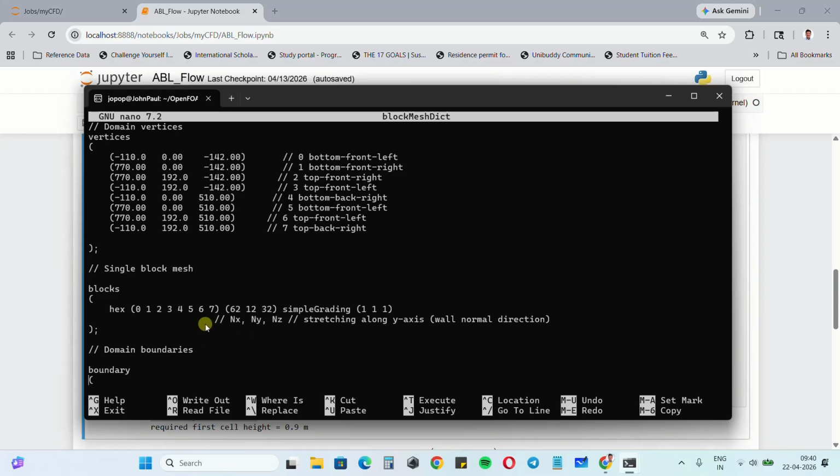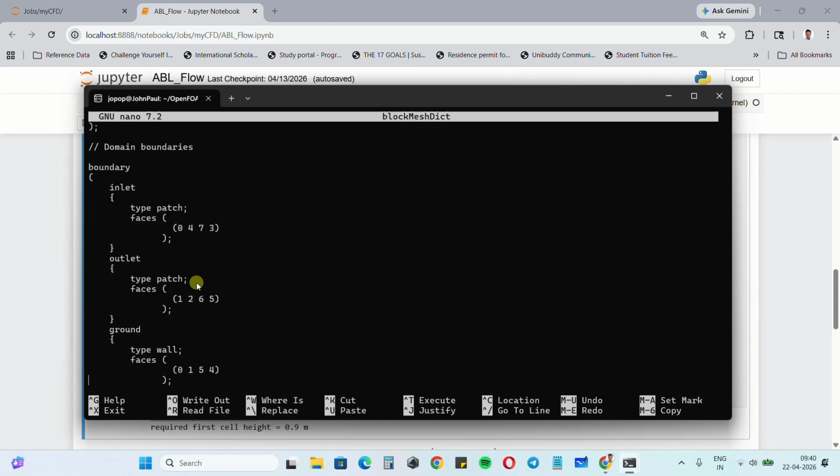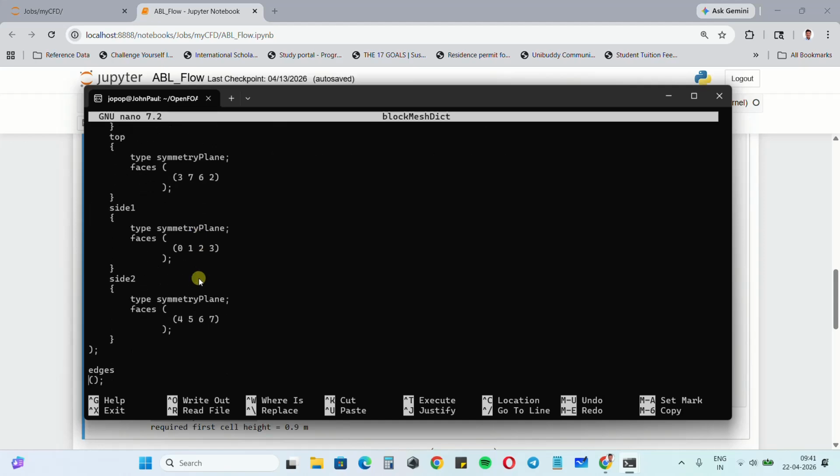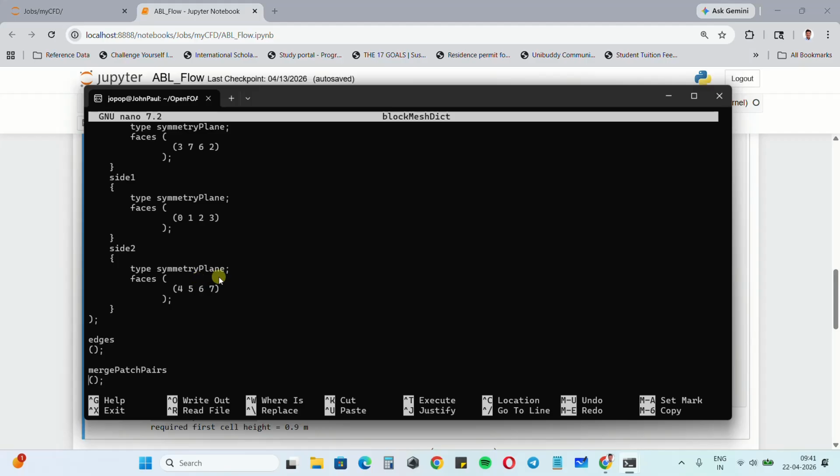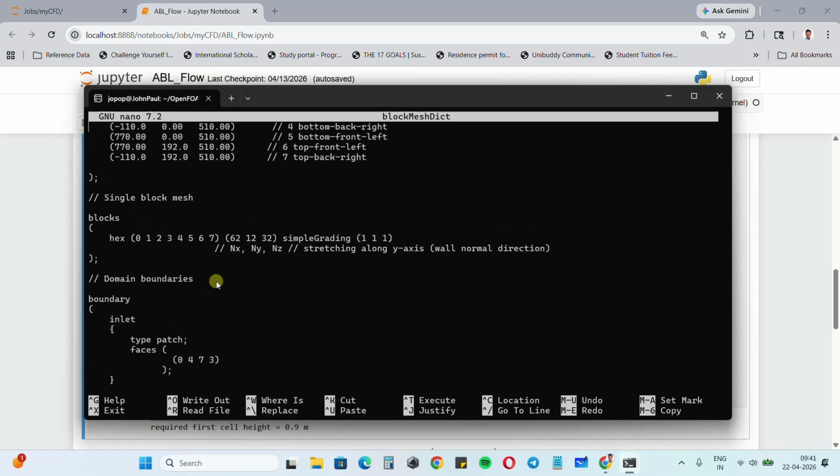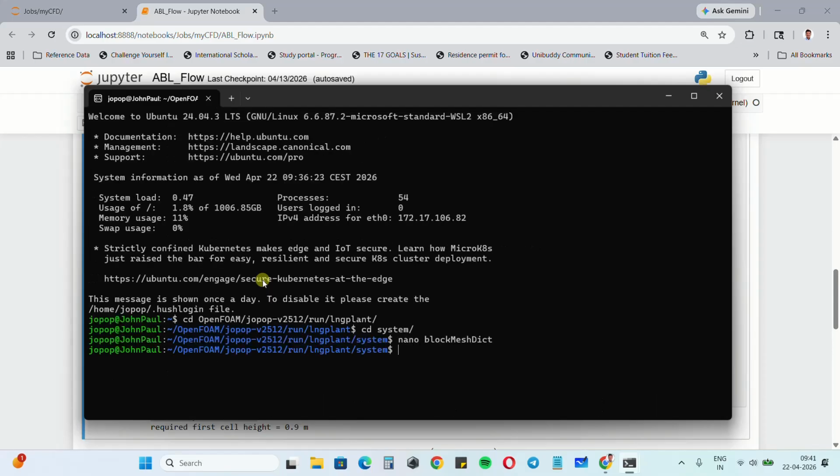height requirement. And apart from this, in the blockMesh file you have the standard patches: inlet, outlet, ground, and the lateral and top boundaries. So the domain vertices, the cell count, and the grading. That's what you set in this file. Once you have done that, save it, Ctrl O and Ctrl X. Then you can go back to the case folder and create the background mesh, blockMesh.